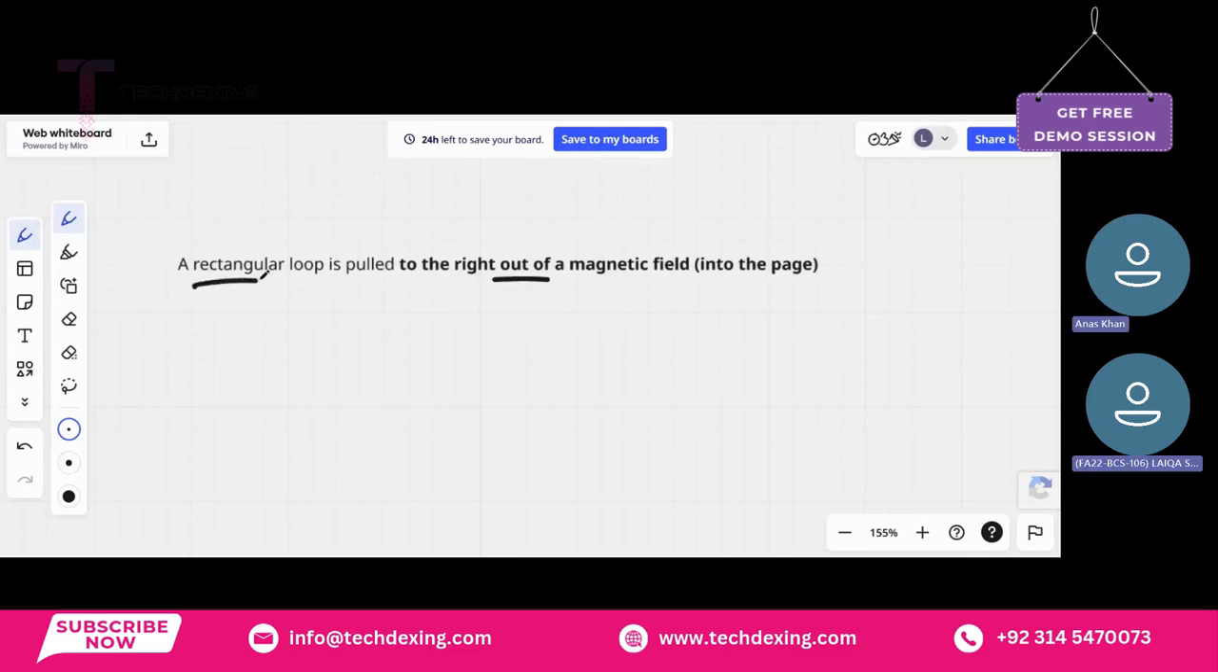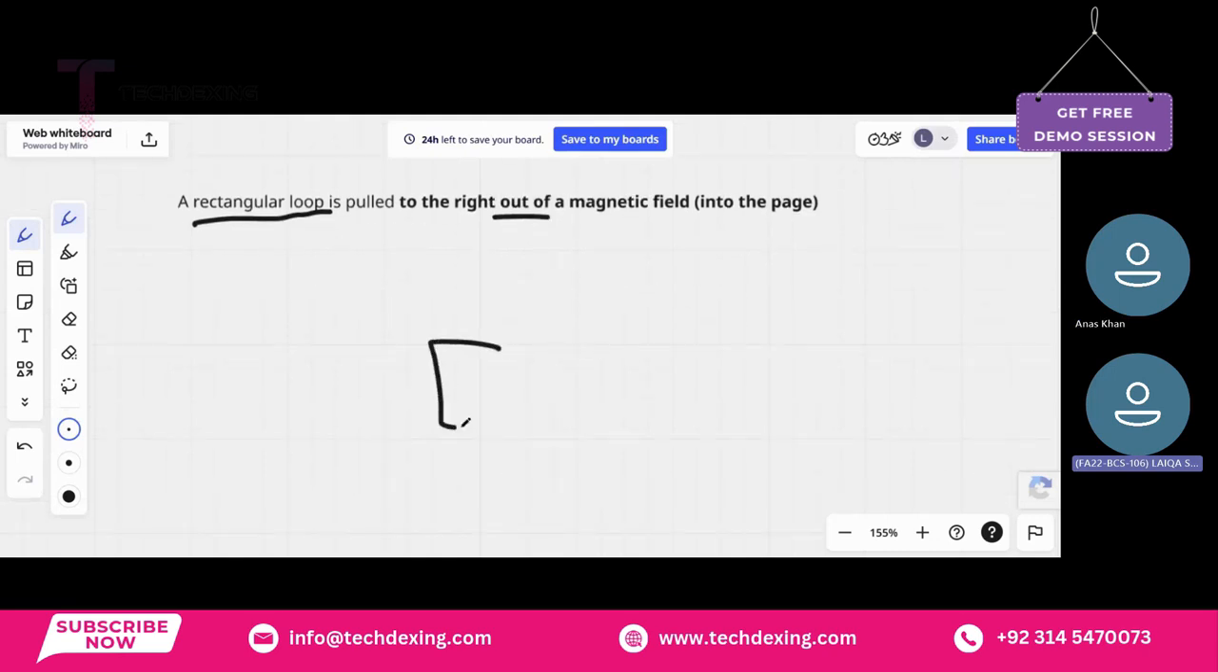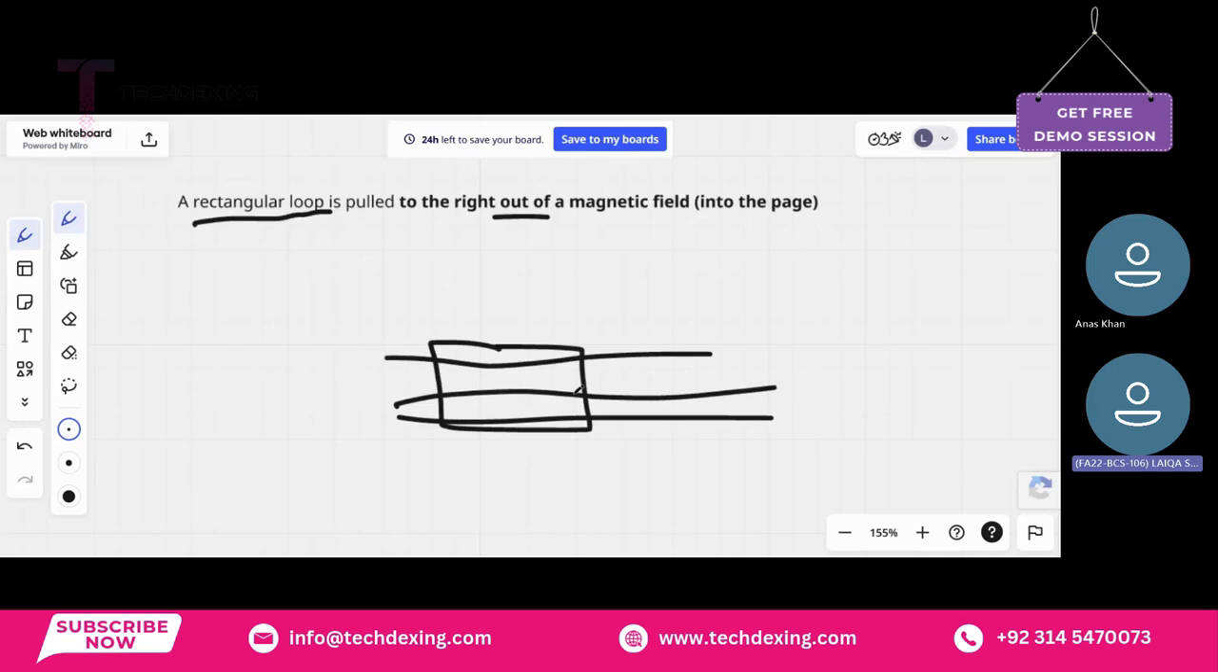The rectangular loop is pulled out of a magnetic field. If I have a loop and I place it into a magnetic field, and after that I start pulling it out of this field, out of this field means that I am taking it away from the field. So what would be the effect on the flux? Flux is simply the number of magnetic field lines passing through that loop. If I start taking a loop away from the magnetic field, what would be the effect on the number of lines passing through it? Will they increase or decrease? It will be increased, right?